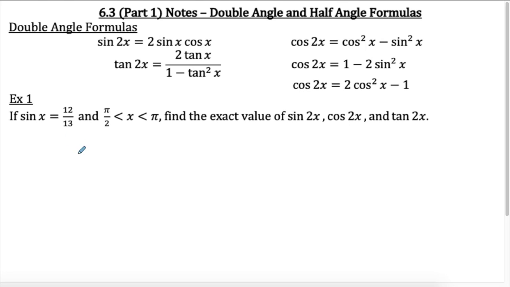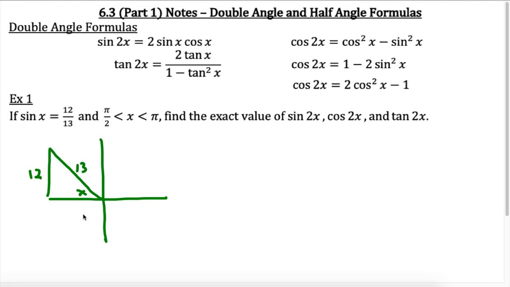The next example is what we can use the double angle formulas for. Here, I'm given that sine of x is 12 over 13, and that angle x is in the second quadrant. Whenever we have something like this, we want to draw a picture. I know that my angle x is here, and the piece of information I'm given is that the sine, which would be the opposite over the hypotenuse, is 12 over 13.